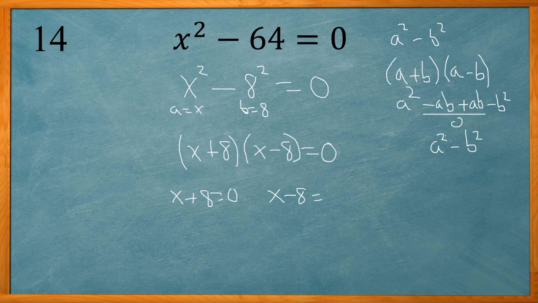Now we set them equal to 0 because this is saying this times this equals 0. So we know anything times 0 equals 0. So that means that either one or both of these terms equal 0. So we're going to find out when this term equals 0, and we want to know when this term equals 0. So that's all that we're doing here. Okay, so x plus 8 equals 0. I want to subtract 8 from both sides. So x equals negative 8. Here I want to add 8 to both sides. So x equals 8. So I'll get 8 and negative 8.